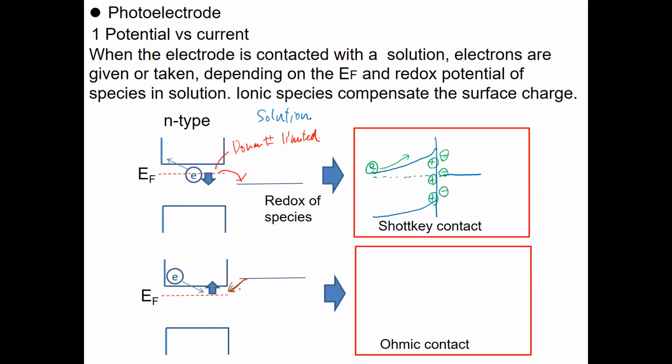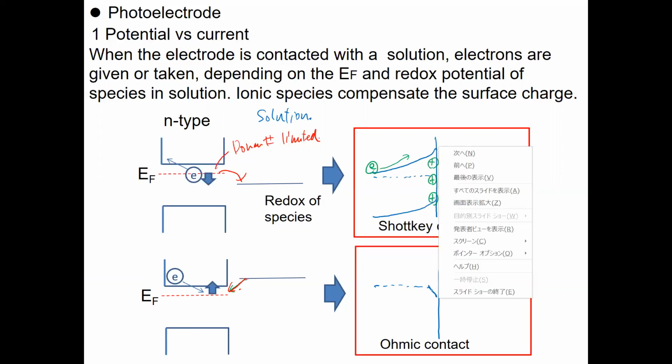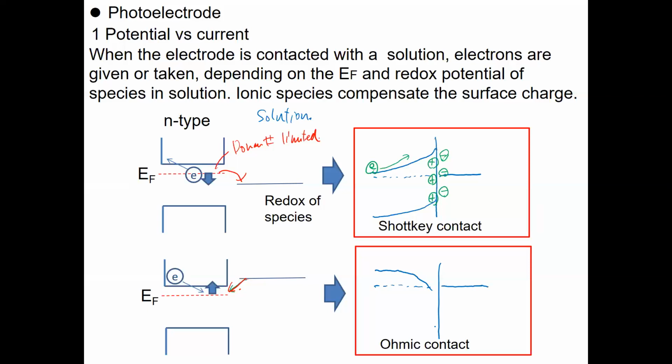So based on this, what happened here is the same: the redox potential of the chemical is the same. And at equilibrium, the Fermi level must be similar. However, the band is gradually changing. So this is the original position, like this.